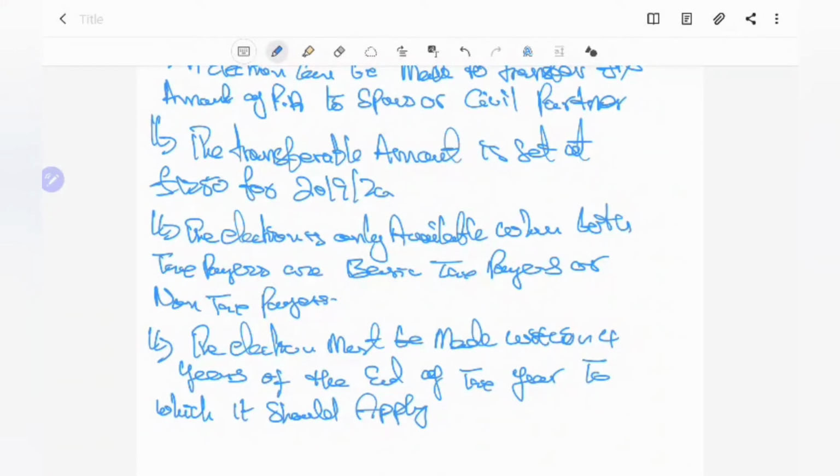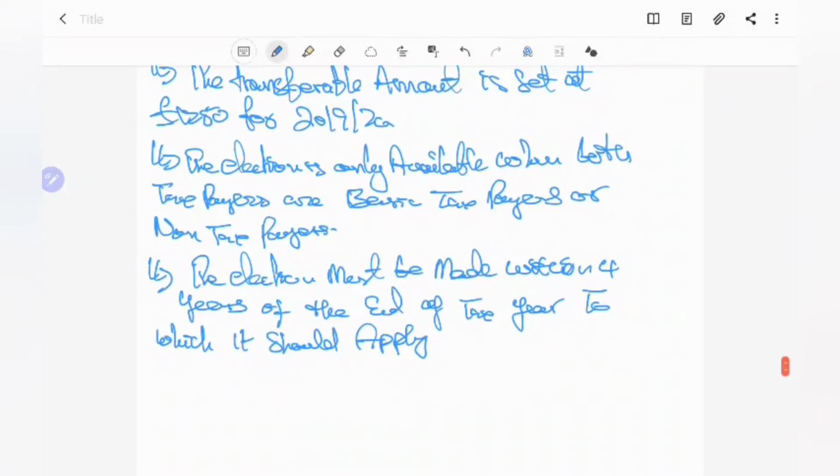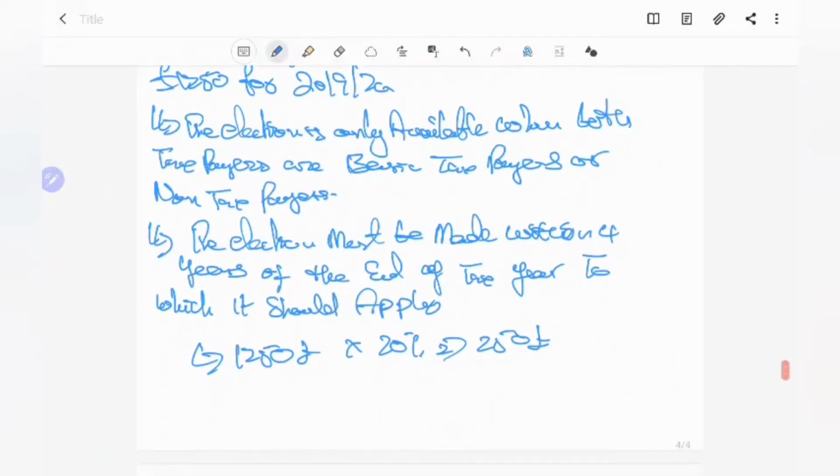So the relief is not given as an increase in the personal allowance of the transferee, but as a tax credit to be deducted in deriving the tax liability for 2019-20, and it will be computed as £1,250 into 20%. You will get £250, right? And it can only reduce the tax liability, it cannot create a repayment, remember that. So for it, let us do an example now.